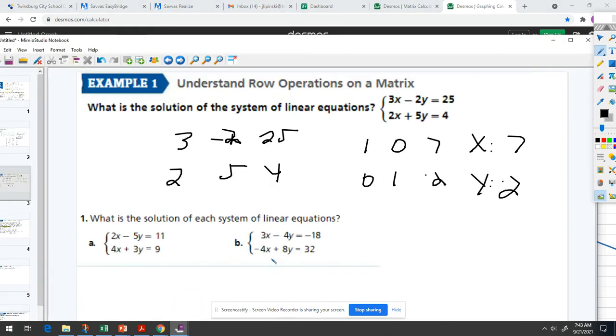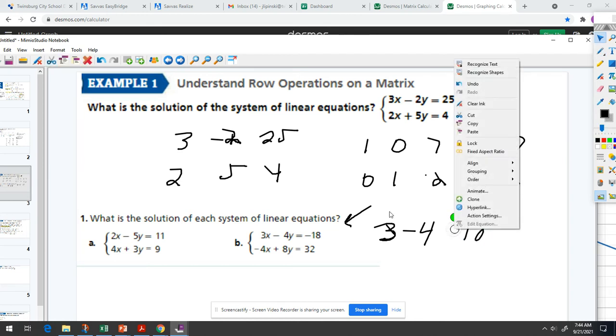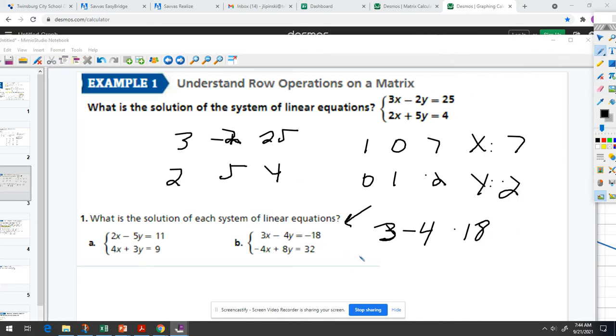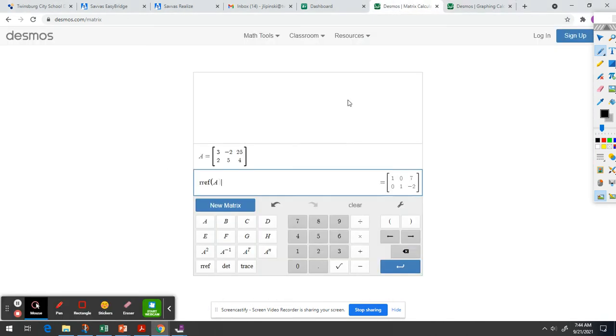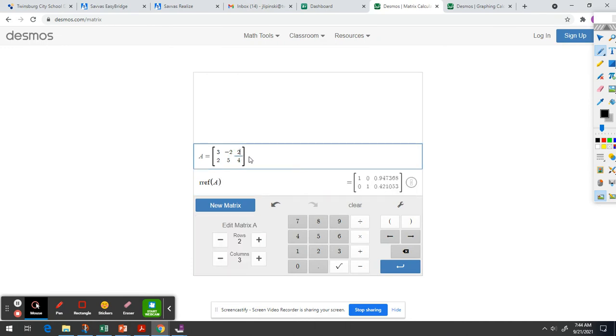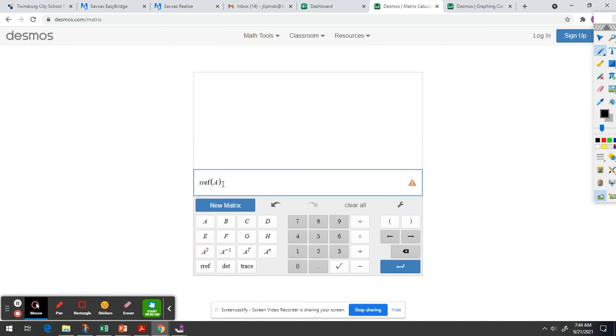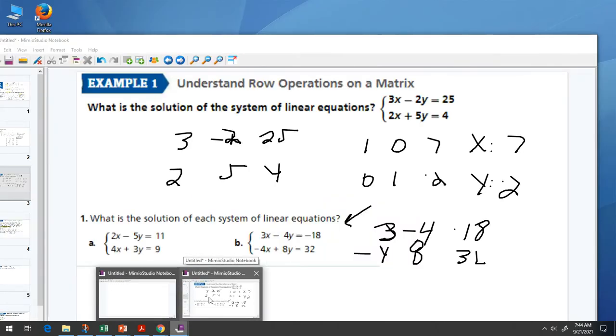It's really just introducing this. So again, if I wanted to set up this matrix right here, I would do 3, -4, -18. This would be the top row of the matrix. And then I would do -4, 8, and 32. All I do is put this into my matrix calculator. I can clear this out, put in a new matrix, and enter again a 2 by 3. It's just using the technology here.